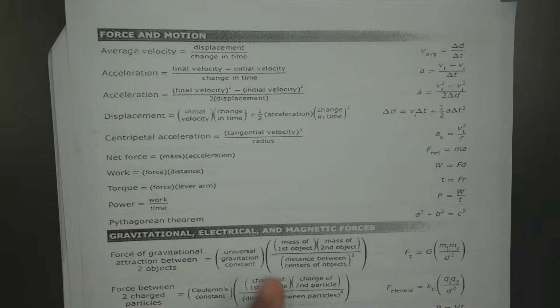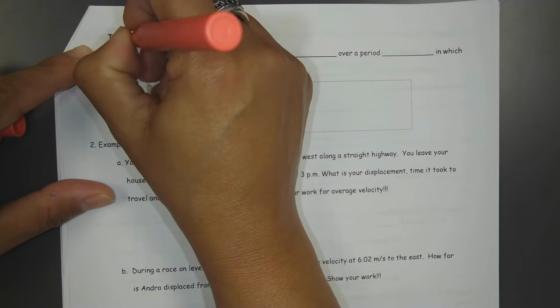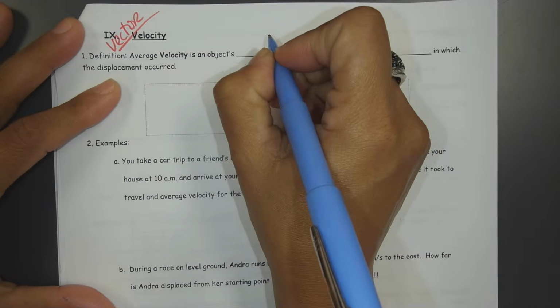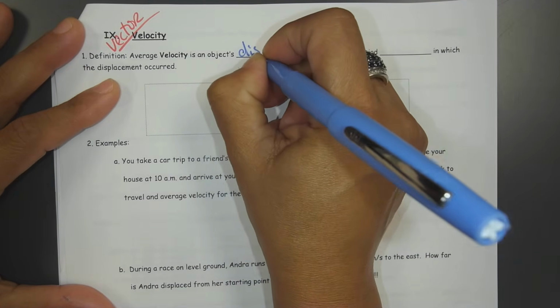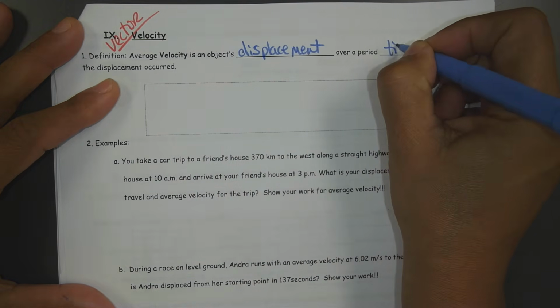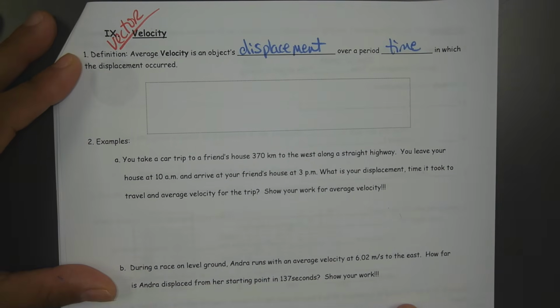All right, let's talk about this first equation. Velocity is our first equation. Now, one thing that I will tell you all school year long is that velocity is going to be a vector. Remember that word? A vector is a quantity that has magnitude and direction. But don't forget, all magnitudes need an SI unit, or minus 2 points. All right. So the definition of average velocity is an object's displacement over the period of time that it took it to move. The object's displacement over the period of time that it took it to move.